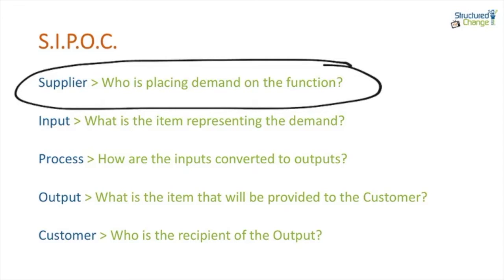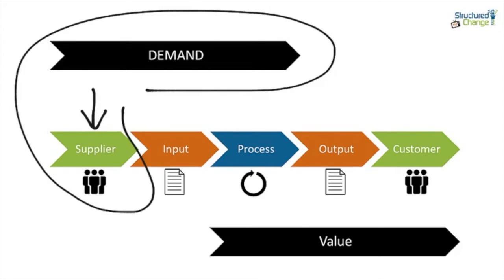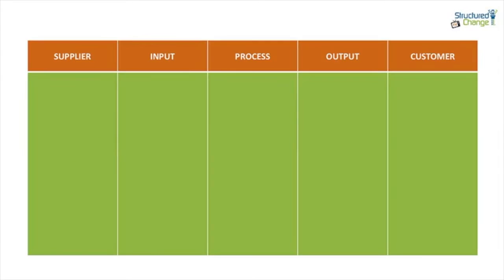Here we go. Who is placing demand on the function? Pretty straightforward. Anyone can understand this. Again, where we are here is we're back down at the start, which is really the supplier, who is the one triggering the demand onto the process itself. Again, standard template, very easy to make up, and it's as easy as doing it on a piece of paper, brown paper, whiteboard, doesn't matter, just important to get people thinking.